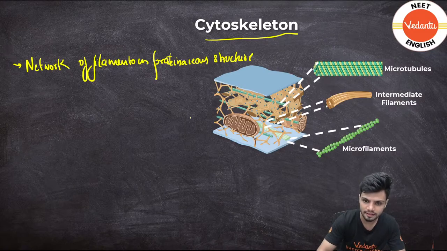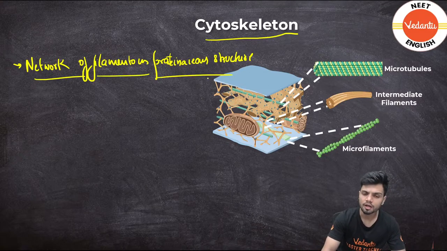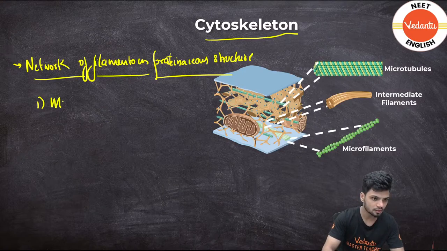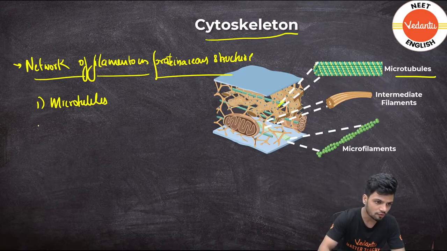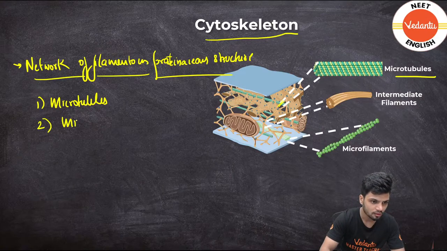So this is the entire cytoskeleton of a cell. The entire cytoskeleton structure is a network of filamentous protein structures. Now what are these protein structures? The first one is your microtubules. Can you see a layer of microtubules here? The entire layer of microtubules will be there. Apart from microtubules, there are microfilaments.